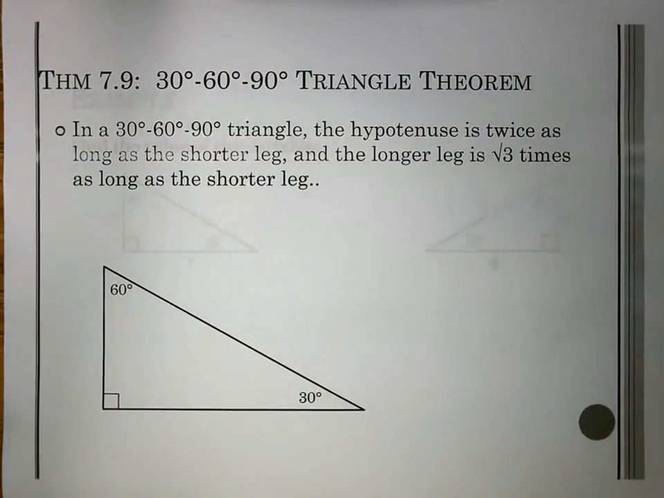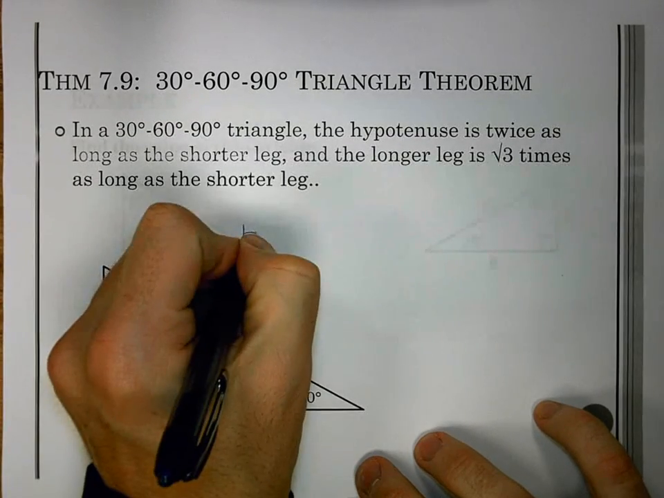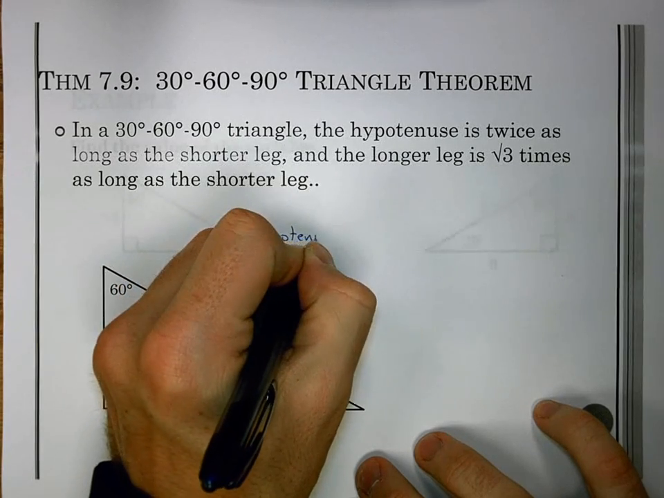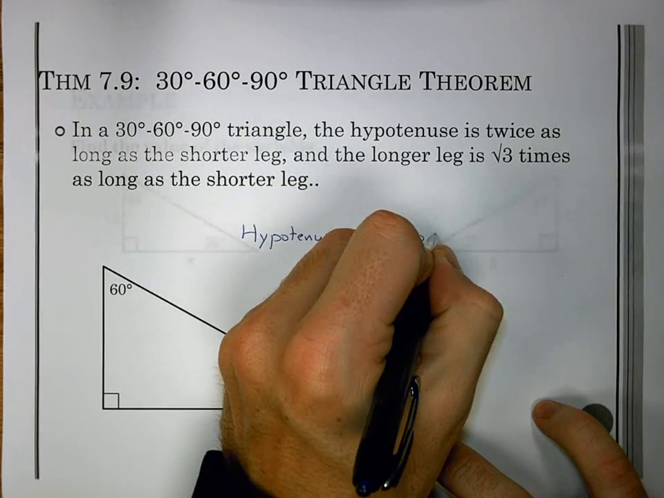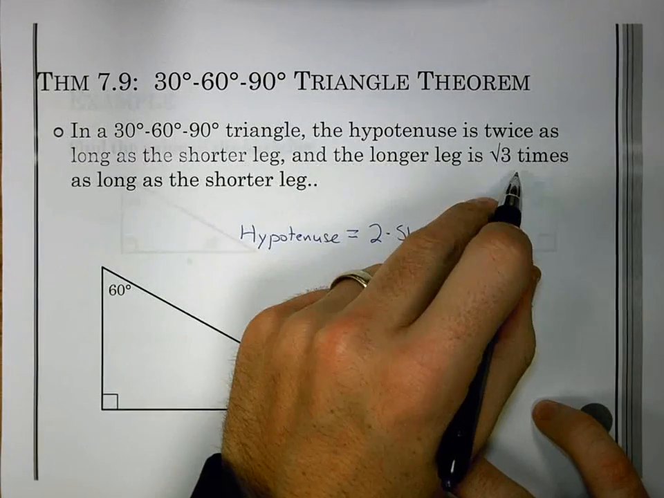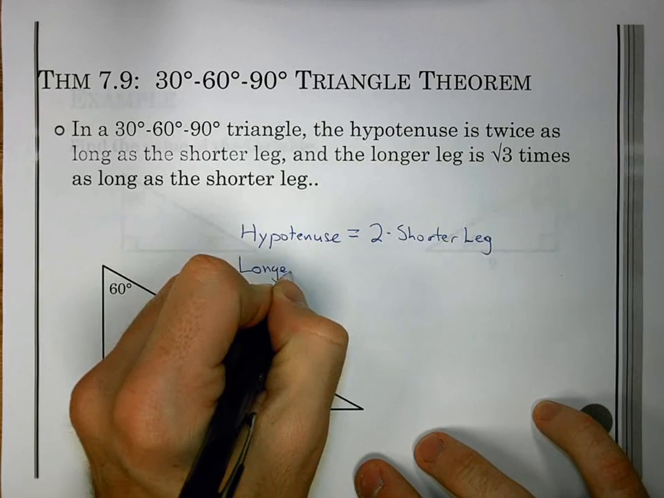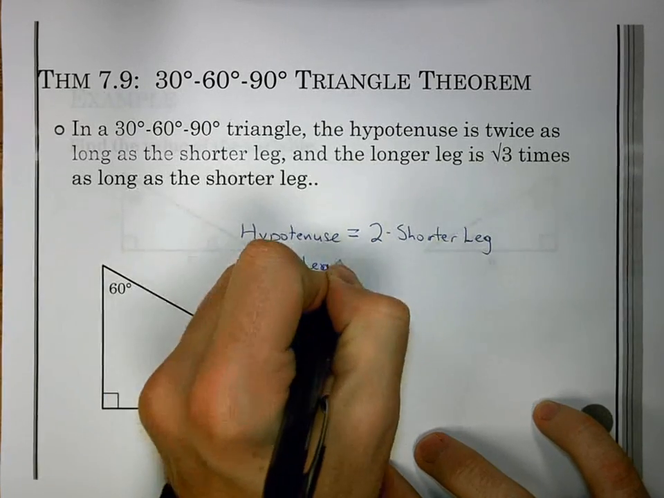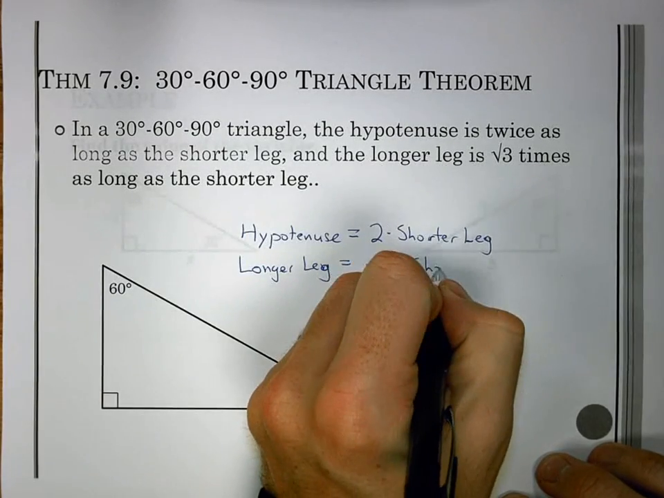Let's now look at our 30, 60, 90. So in our 30, 60, 90, the hypotenuse is twice as long as the shorter leg. Let's start with that. Hypotenuse is twice as long as the shorter leg, so that's 2 times the shorter leg. And the longer leg is radical 3 times as long as the shorter leg. So the longer leg is root 3 times the shorter leg.